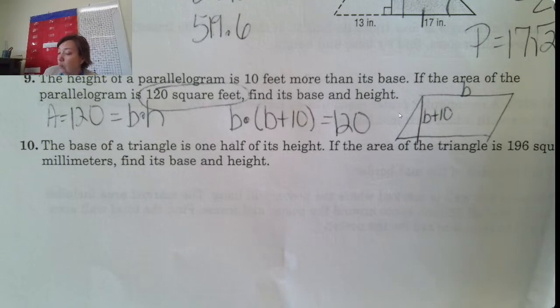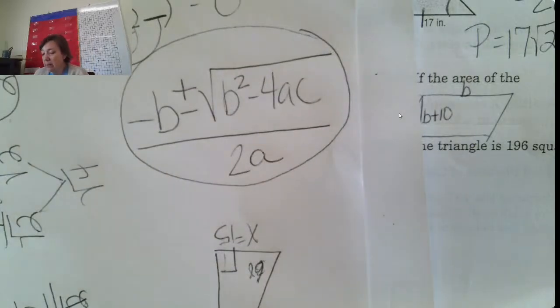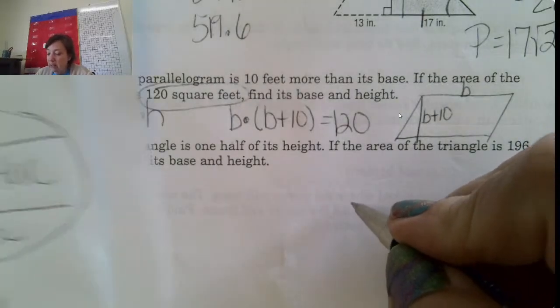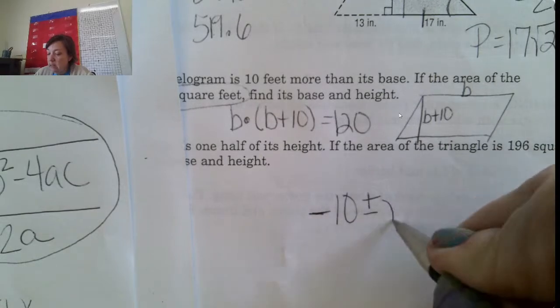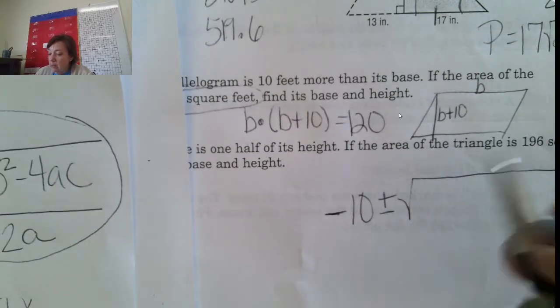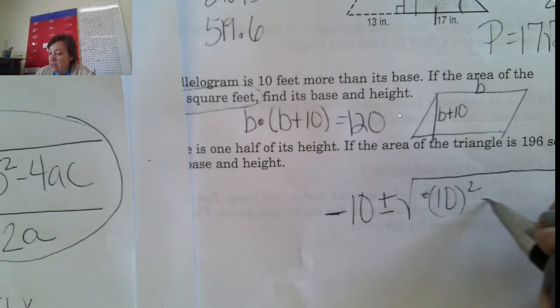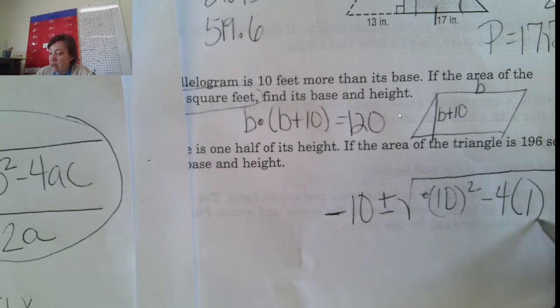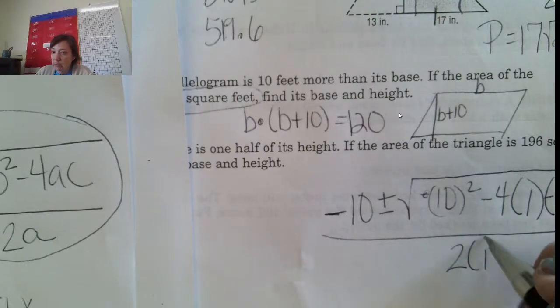Now, if y'all want me to, I'll solve this. Do y'all want to see the answer? Okay. So, what was our B? I'm going to have to do it down here. So, my B is 10. So, I've got negative 10 plus or minus the square root of 10 squared minus 4 times 1 times, is that negative 120? Yes. Negative 120. 2 times 1.